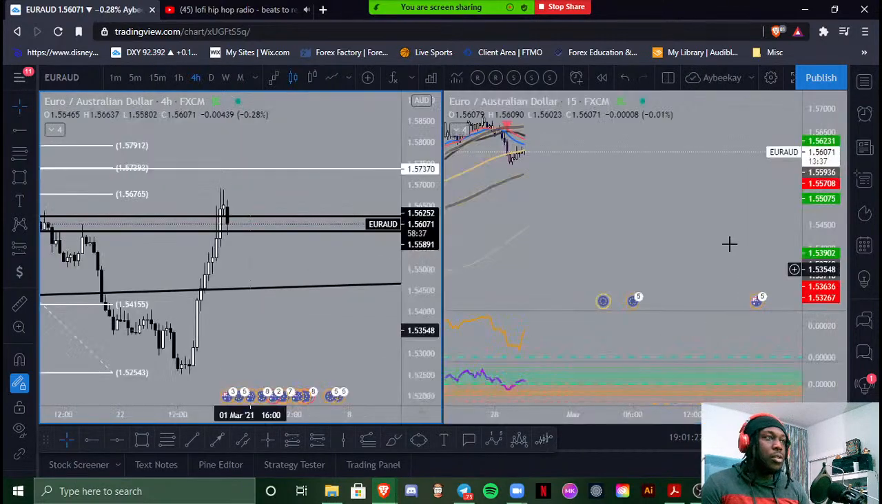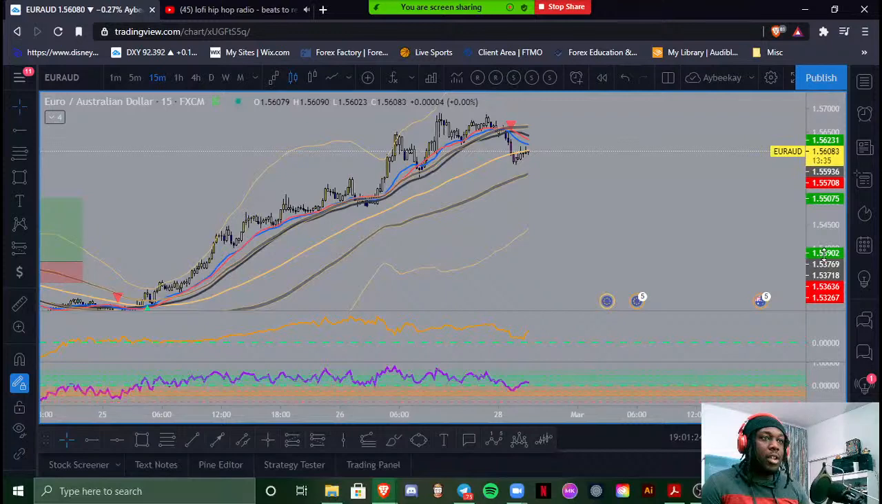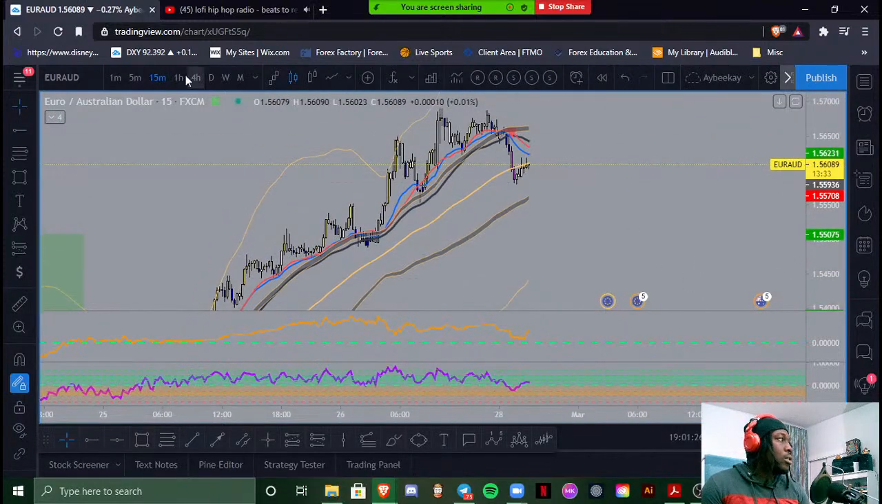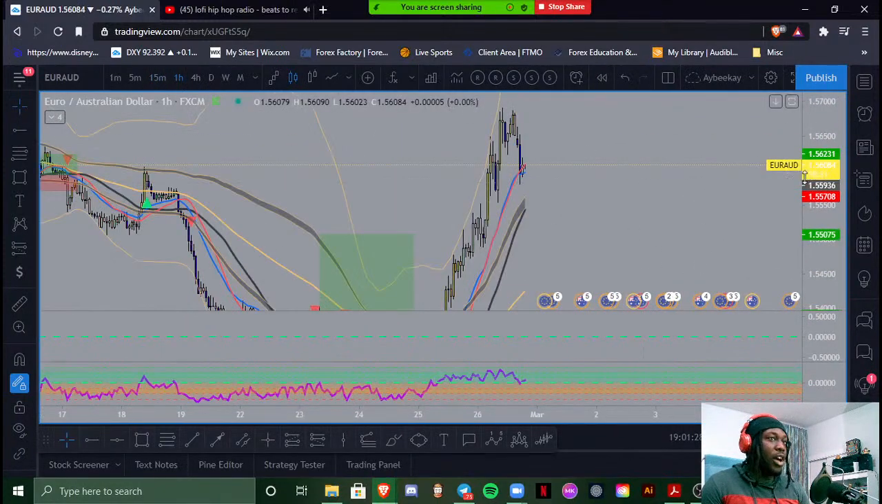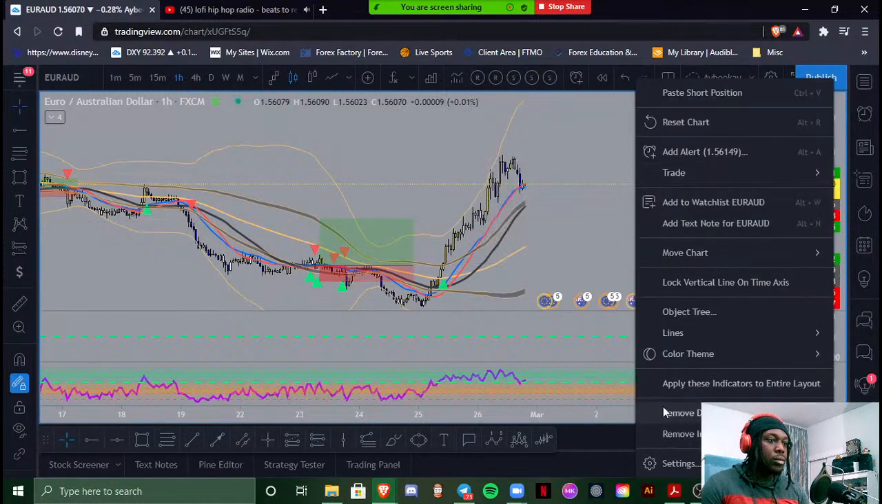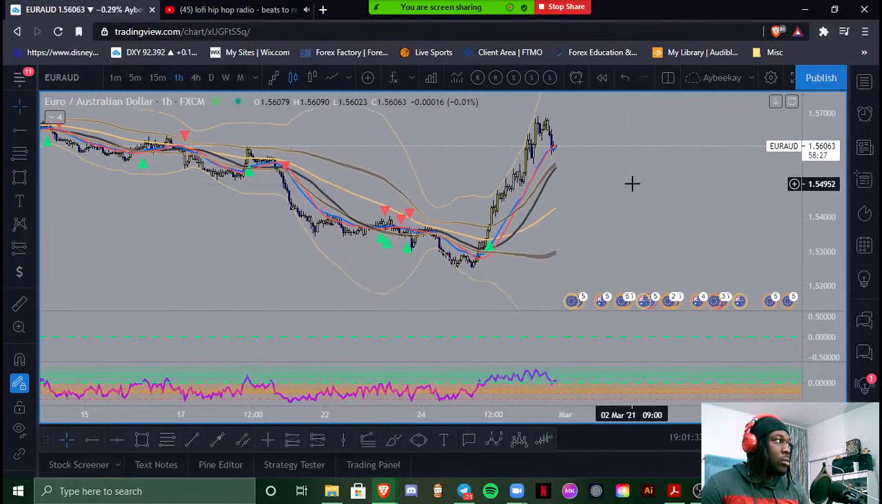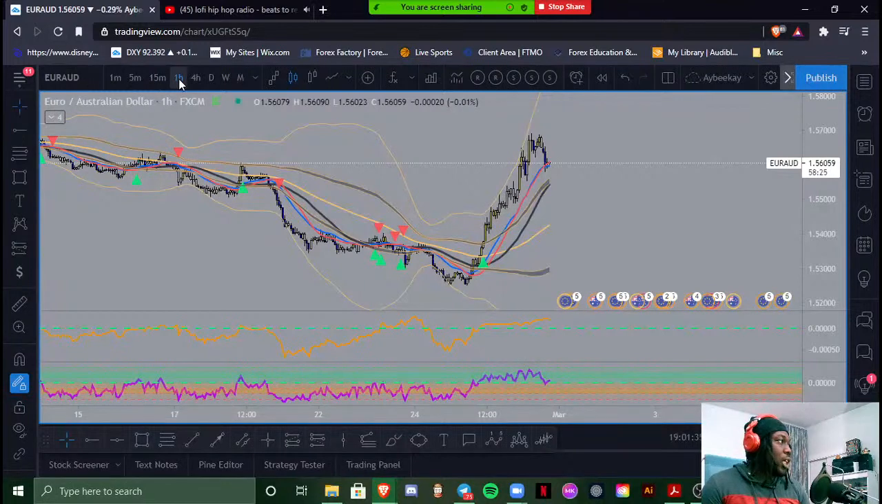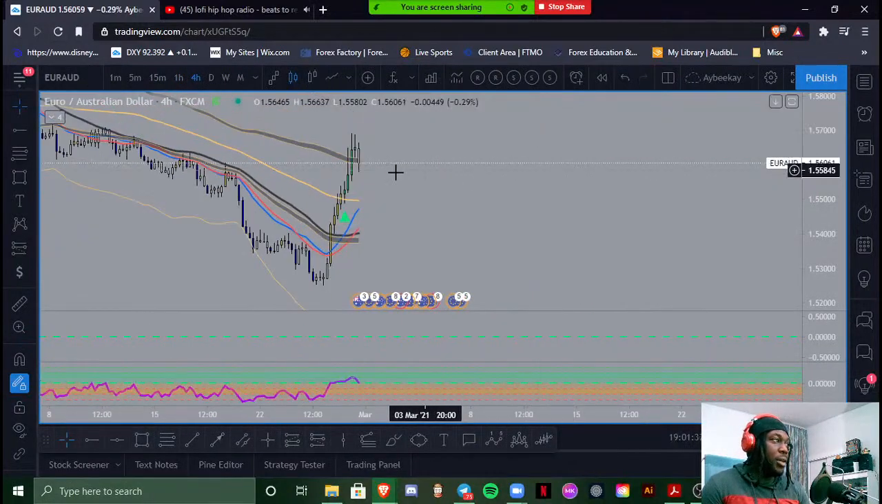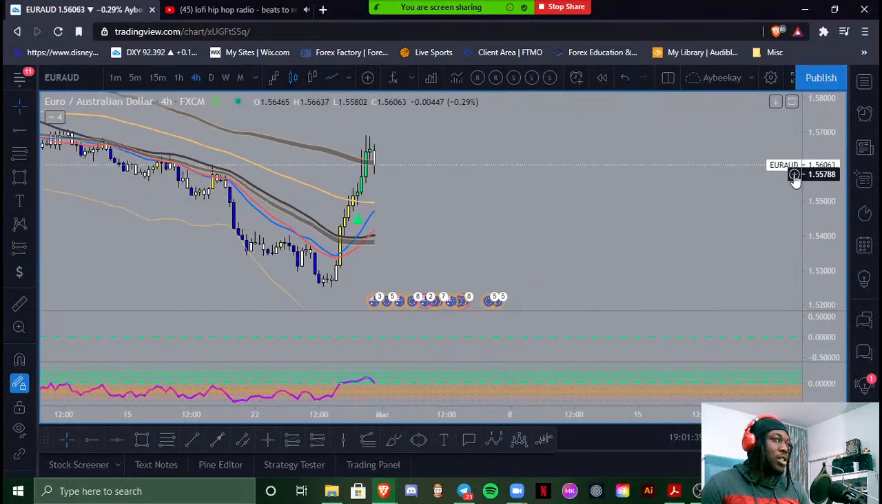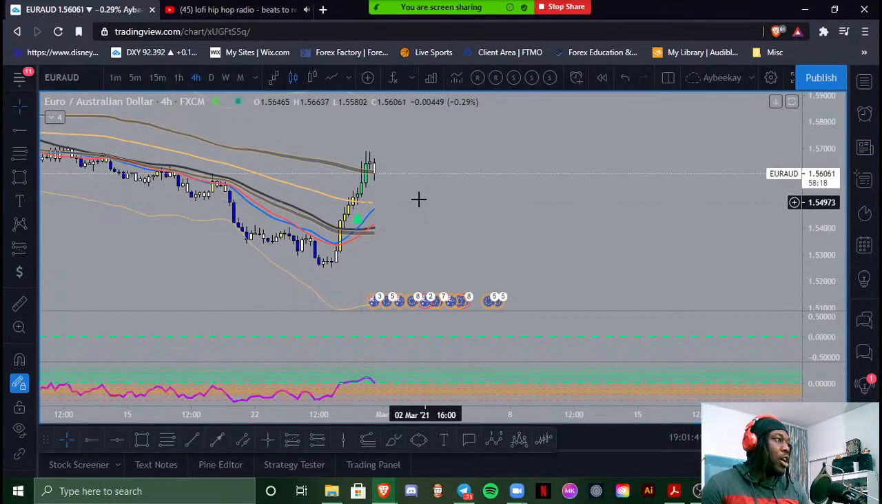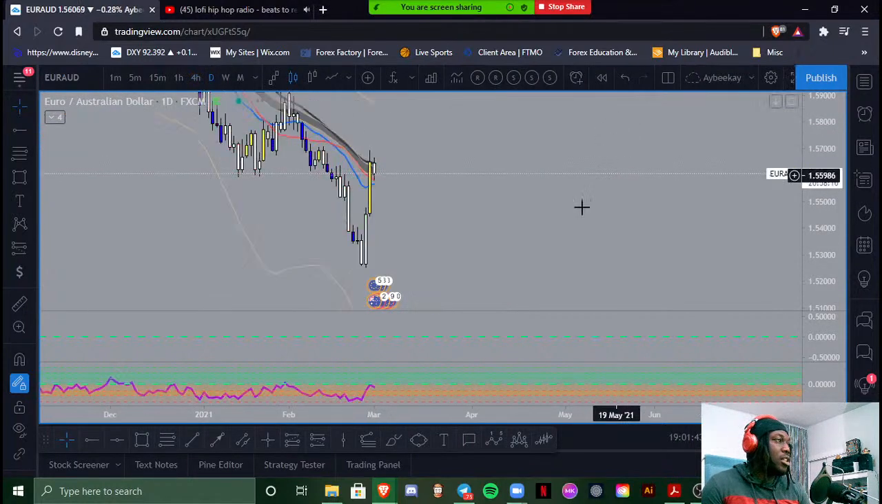Go on to arbitrage real quick. 15 minutes already calling for a sell. I still want price to go up a little higher though. Remove drawings. Yeah, still definitely want price to go quite higher. 4 hour called for a sell. I wanted the retest, never got it. Price already hit TP basically.